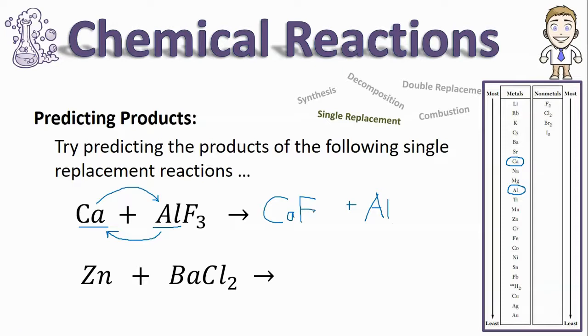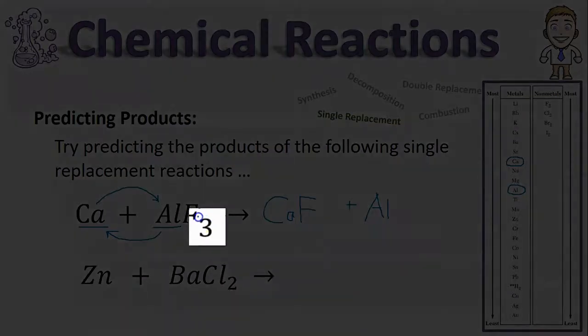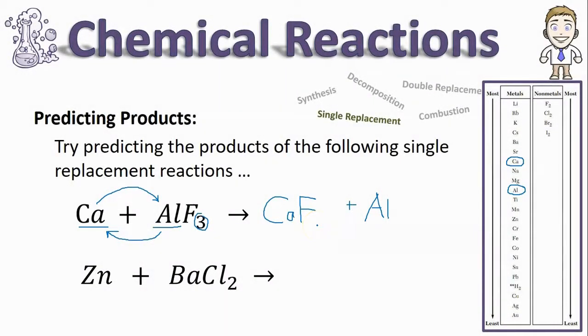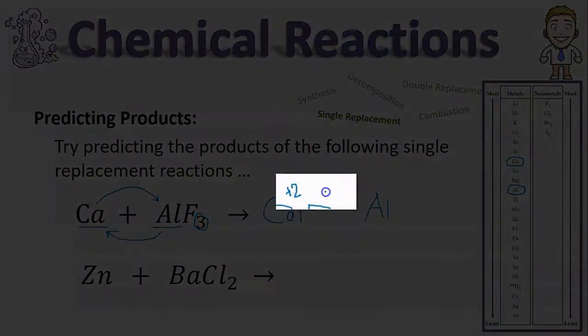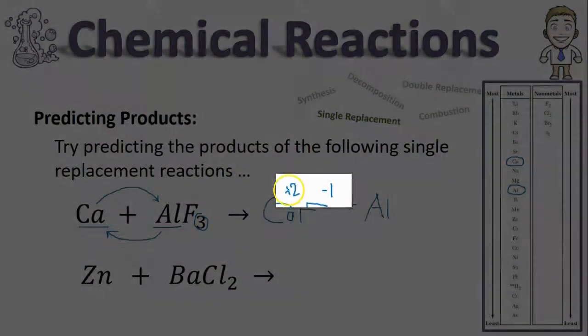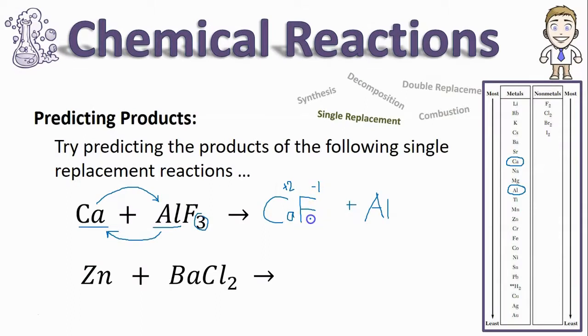After you've made your replacement, it's important to add in any subscripts to properly write the formulas for our products. Remember, just because there's a 3 here with fluorine, don't carry over that little 3 here. It doesn't work that way. To write this formula properly, we have to check the charges on the two elements that are now combined. Calcium has a +2, fluorine with a -1 means that the formula for Ca bonded to F is CaF2. Aluminum by itself does not need any subscripts, so our final products are CaF2 and Al.